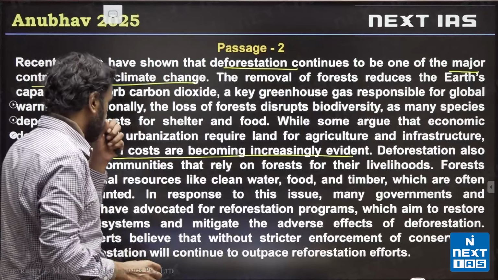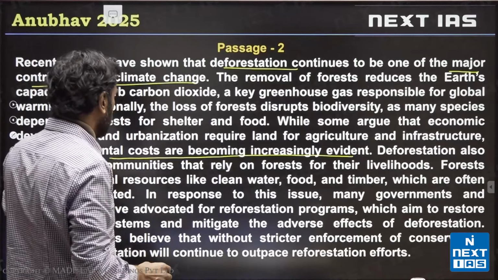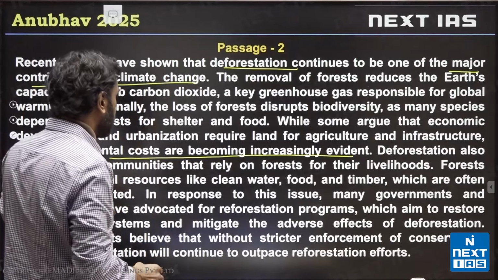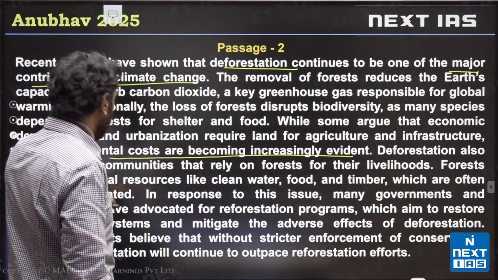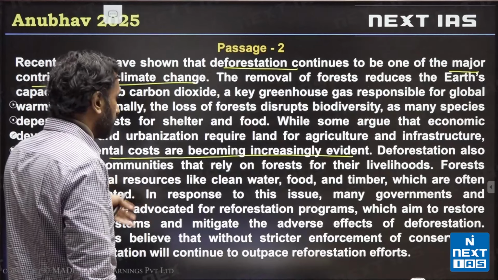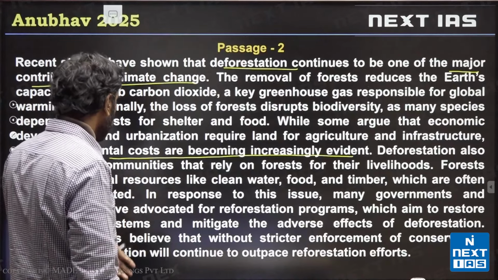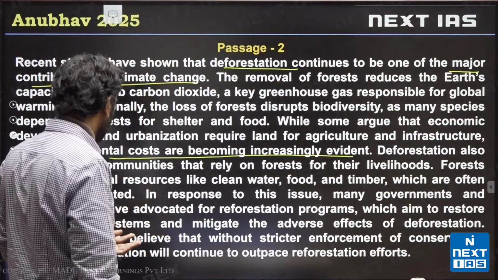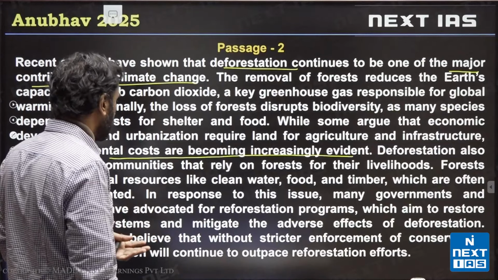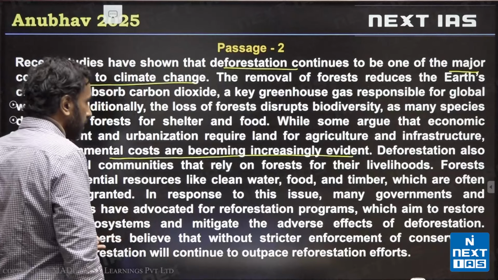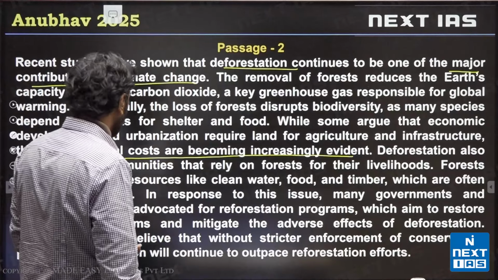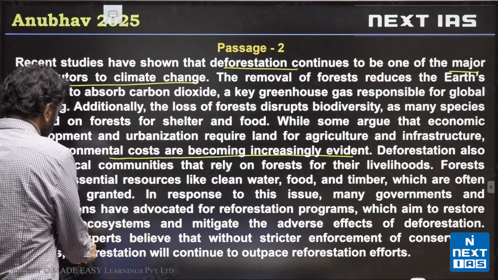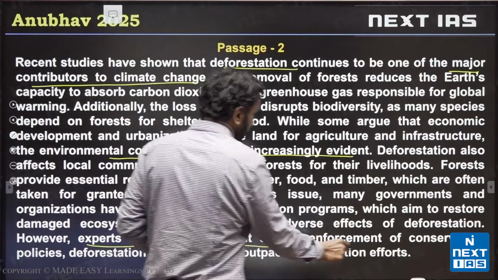Deforestation also affects local communities that rely on forests. Forests provide essential resources. In response to this issue, many governments and organizations have advocated reforestation programs. However, experts believe without stricter enforcement of conservation policies, deforestation will continue to outpace reforestation efforts. The last line of the author: however, experts believe this.